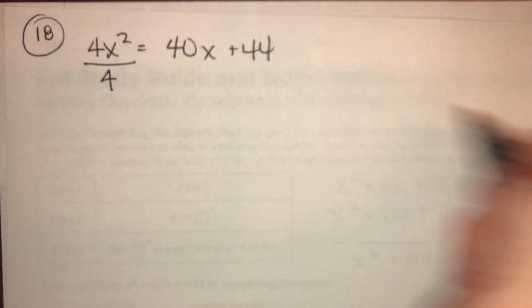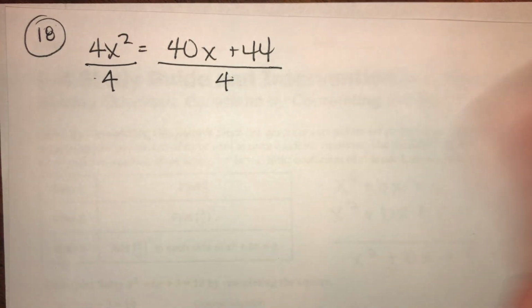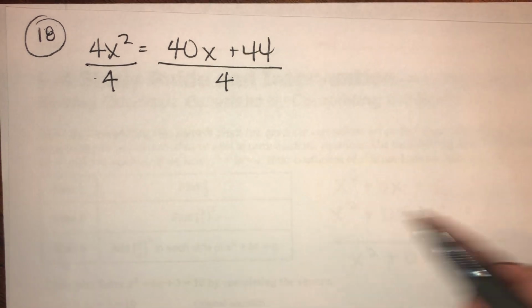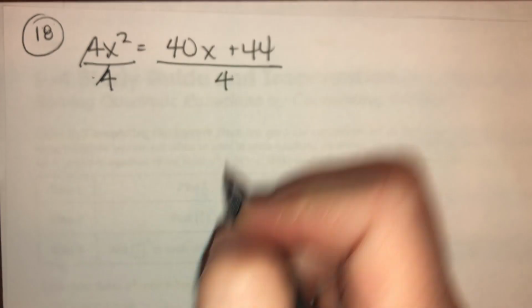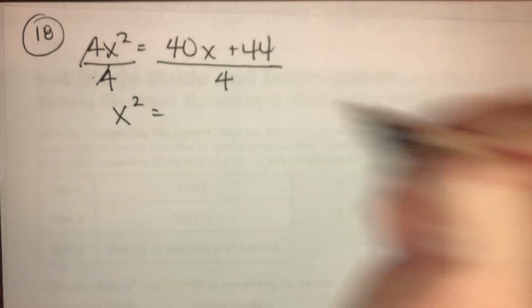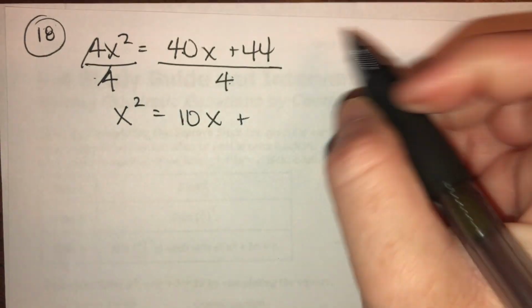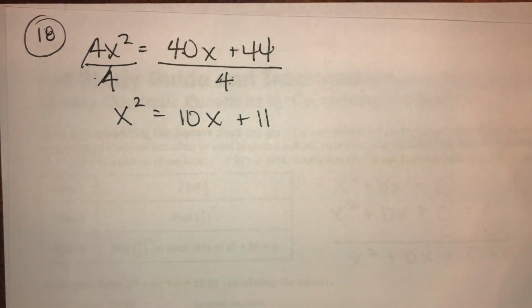So I'm going to divide this side of my equation by 4, and that means I have to divide this side by 4. And these 4s just go away since I'm dividing both sides by 4. So these cancel, and I'm left with x squared equals 40x divided by 4 is 10x. 44 divided by 4 is 11.